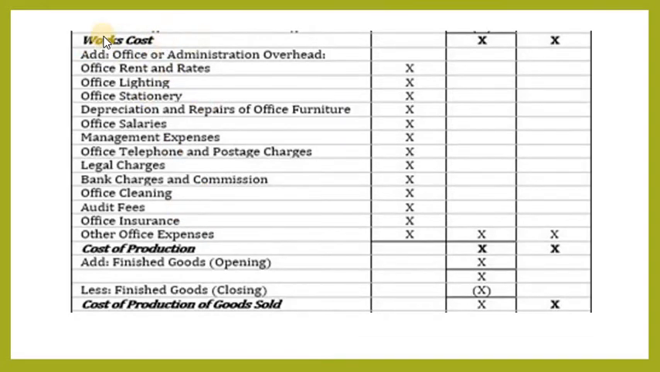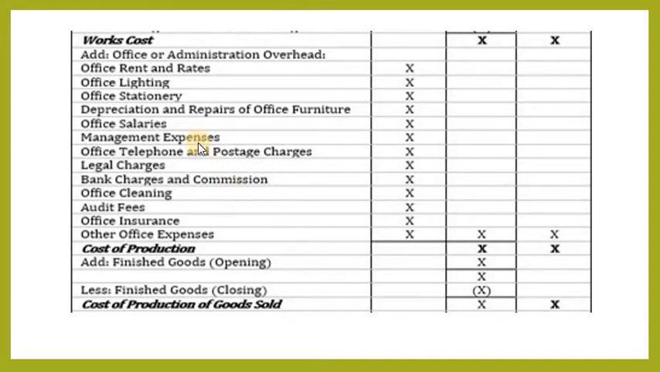After completed calculation of work cost, then we have to find out cost of production and the cost of production of goods sold or cost of goods sold. That means after completed work cost in previous slide, then you have to find out cost of production and cost of production goods sold or cost of goods sold. Let's go here, calculate the cost of production first.